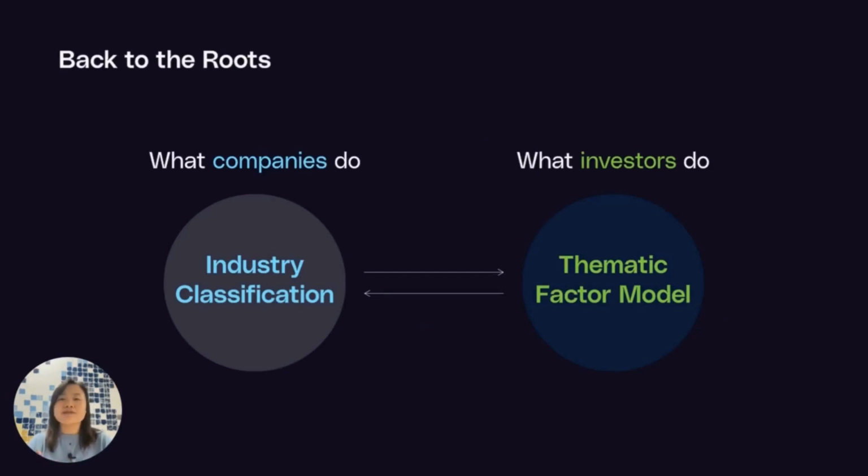At the foundation of investing, we need to see, on the one hand, what companies do, which tells us what exists in the economy, and on the other hand, what investors do, where they put the money and why. What companies do is modeled by industry classification, and what investors do is modeled by factor models. Let me explain each of these in more detail.